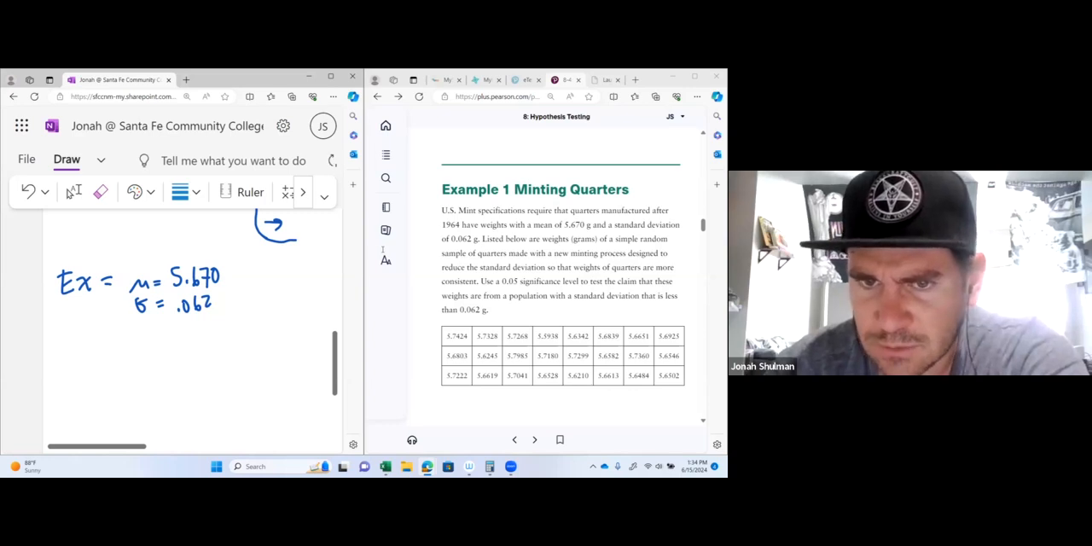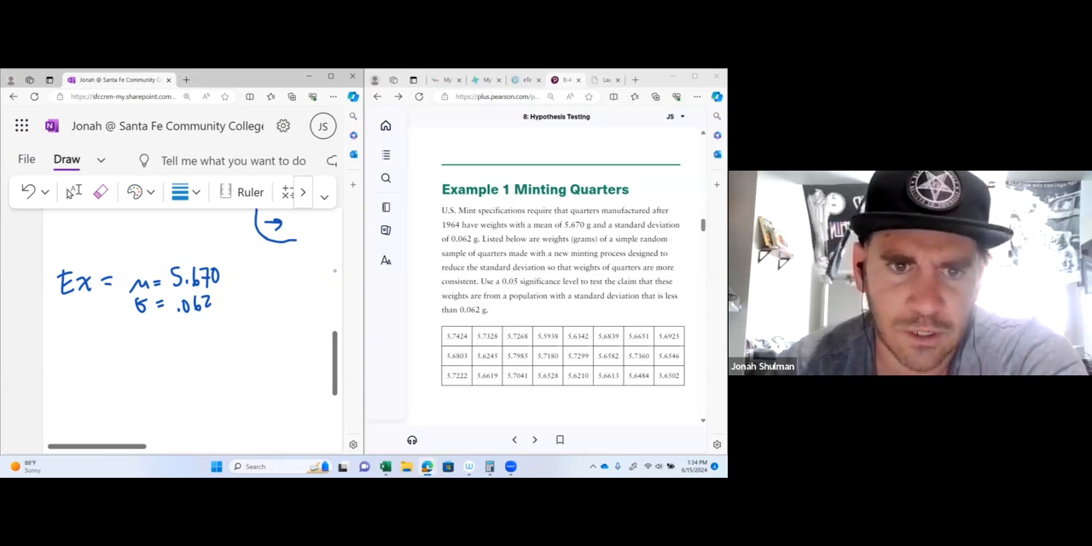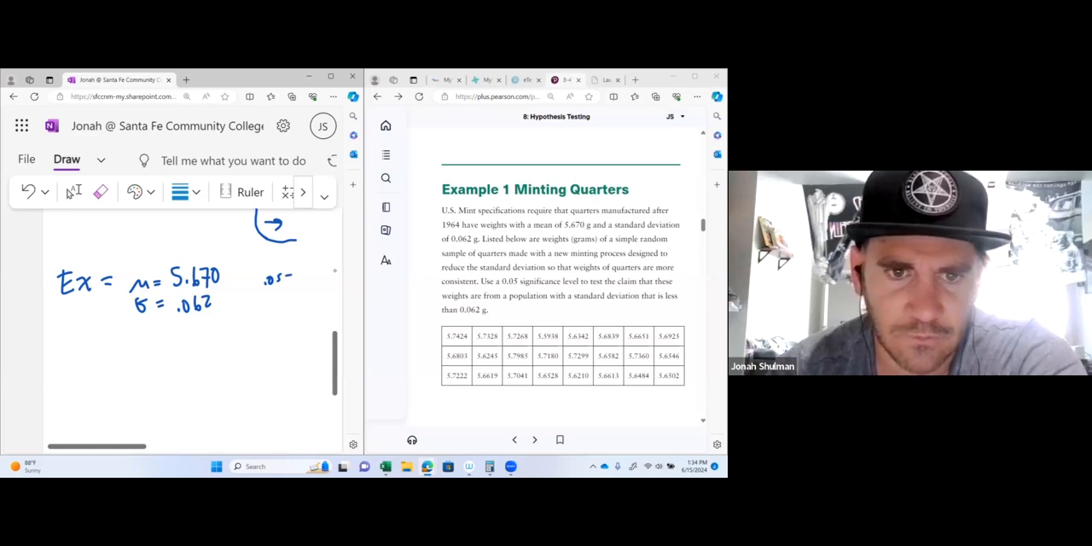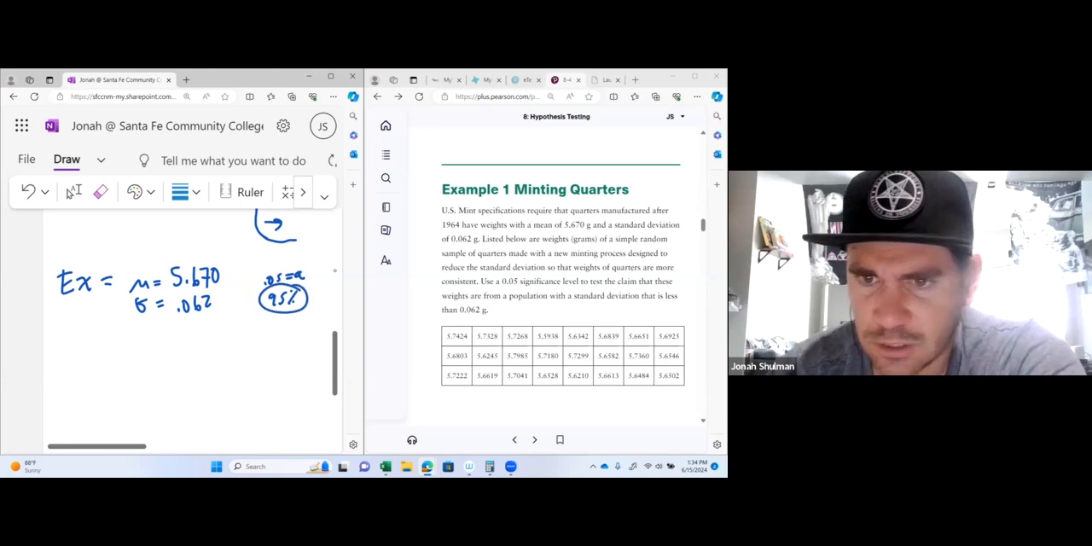Listed below are the weights in grams of a simple random sample made with a new minting process designed to reduce the standard deviation, so the weights are more consistent. We're using a 0.05 significance level. So our alpha is 0.05. That means we could be 95% sure.